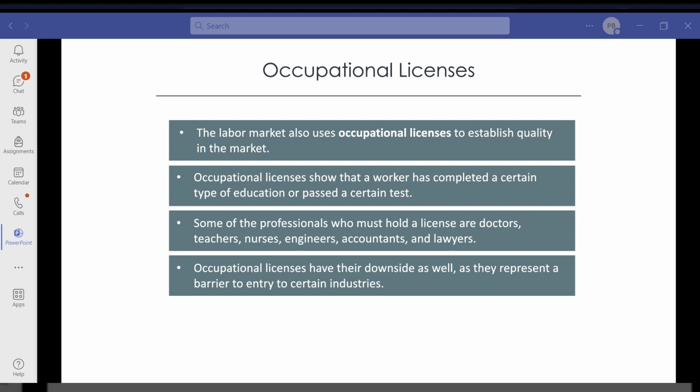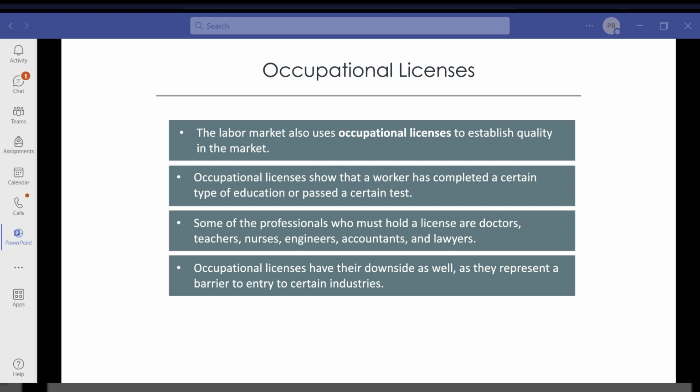Just like in the next one, some of the professionals who must hold licenses are doctors, teachers, nurses, engineers, accountants, and lawyers, which makes sense. Occupational licenses have their downside as well, as they represent a barrier to entry to certain industries. The benefits of occupational licenses include customer protection, quality assurance, and professional accountability. They can help prevent underqualified individuals from practicing in certain fields and maintain standards of competence and ethics.